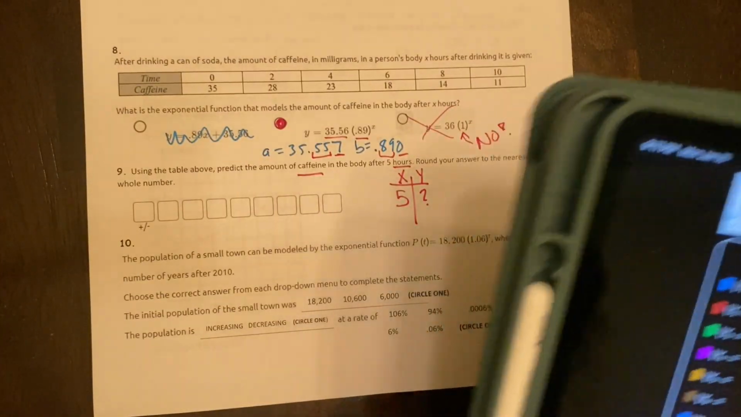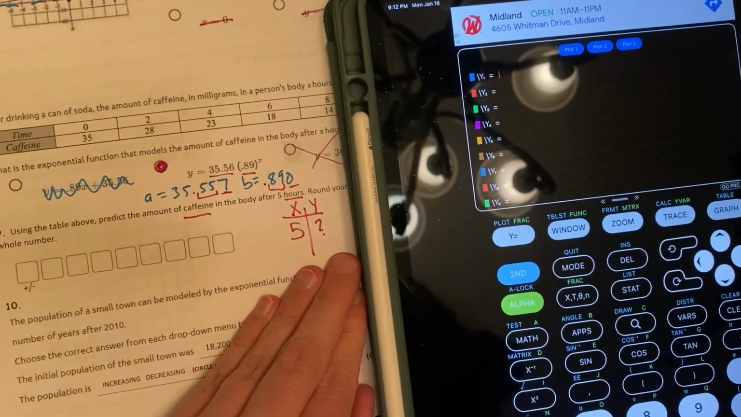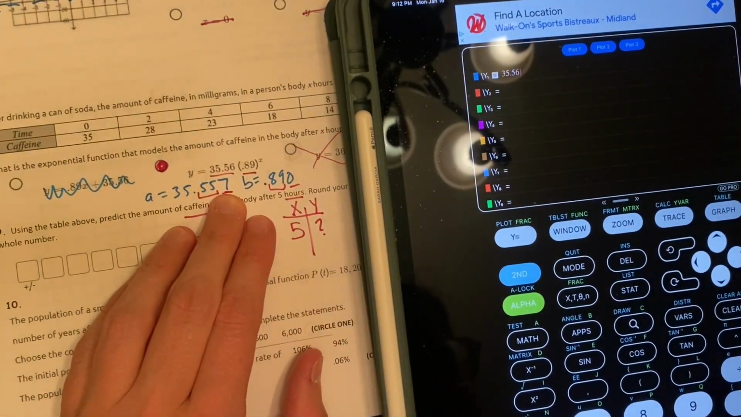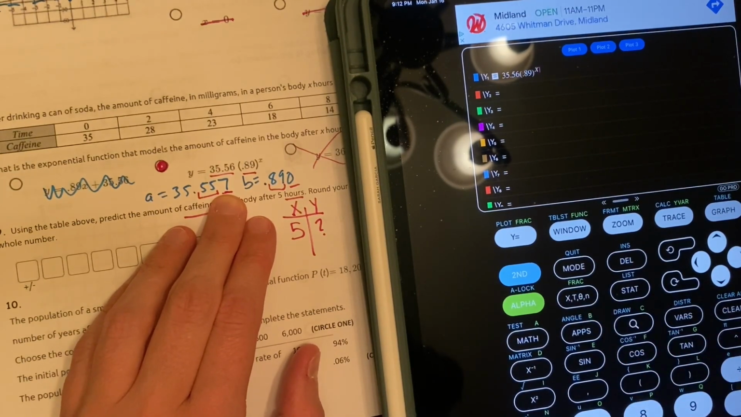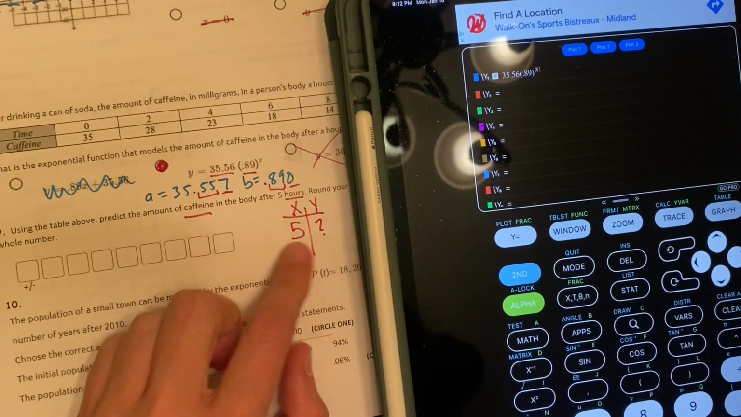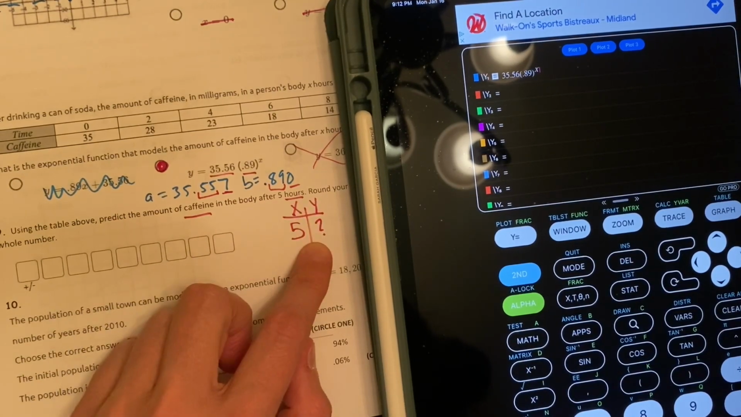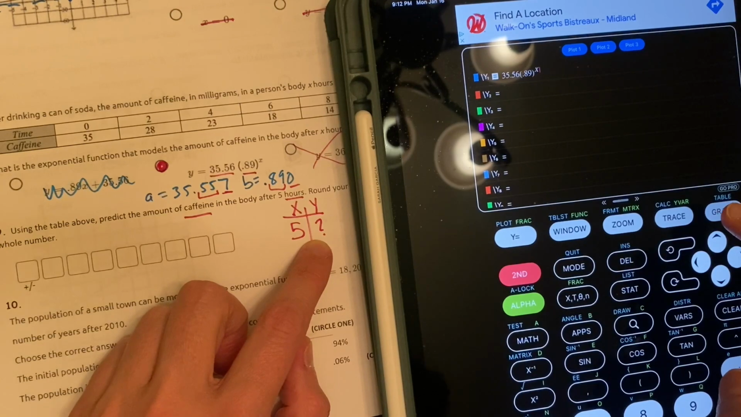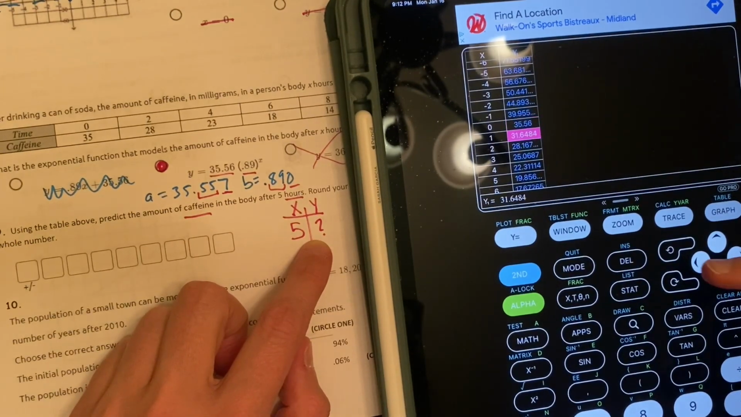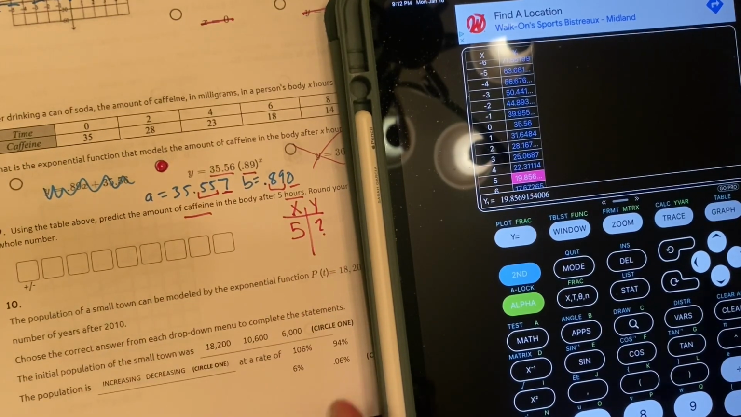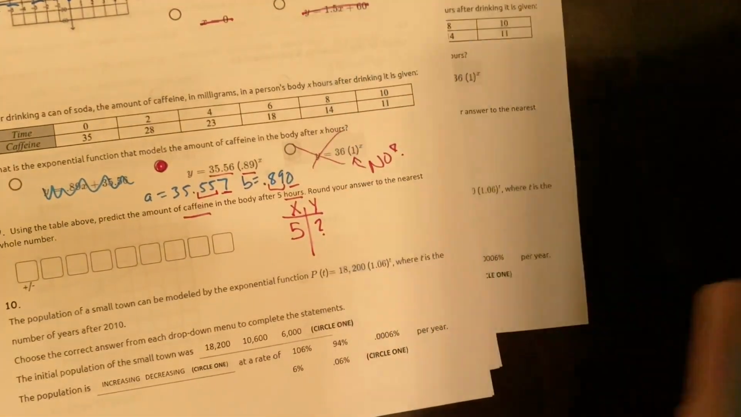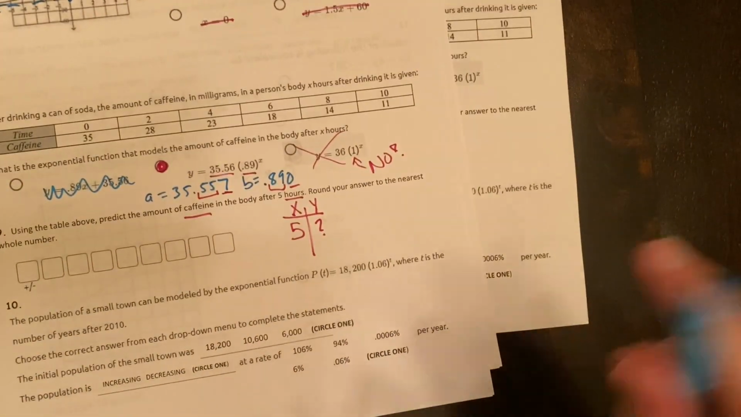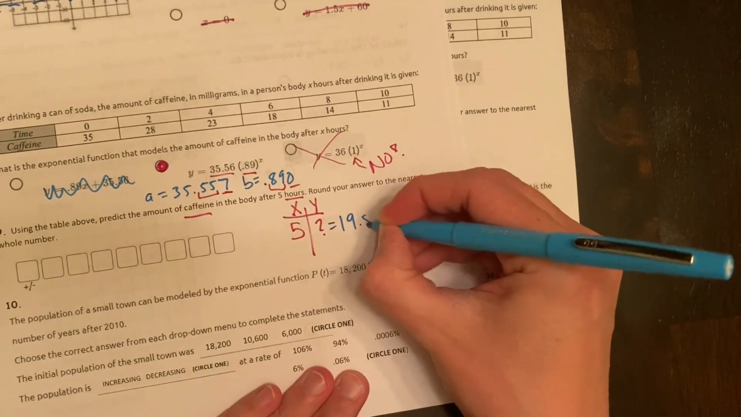So I'm gonna move this all over so you can see. So 35.56, parentheses, 0.89 raised to the X. Okay, and again, we need a table because we need to know when X is 5, what is Y. So I hit second graph, and I go down to when X is 5, what is Y? Okay, Y is 19.856.